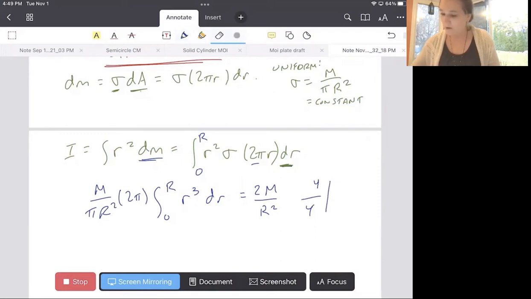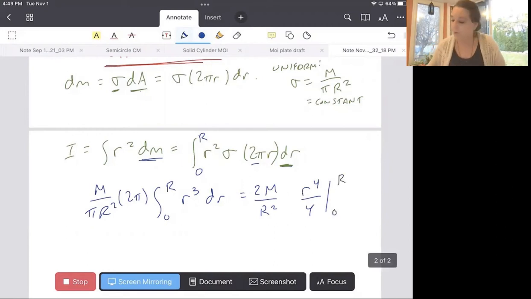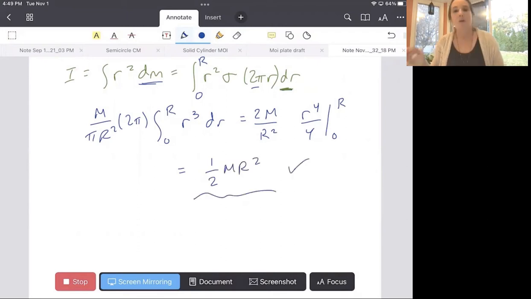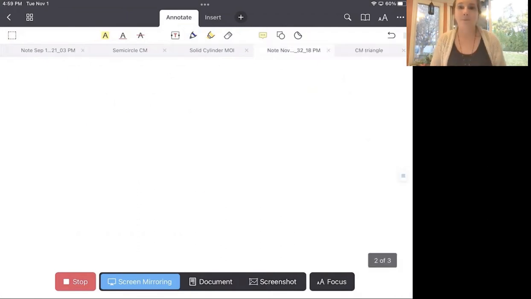And that came from me just saying that this was equal to little r to the 4th over 4 evaluated from 0 to capital R. So to fill in that step there, and then you can see that my R's will cancel, my 2 and my 4 cancel, so I end up with 1/2 mR squared, which is the correct answer.